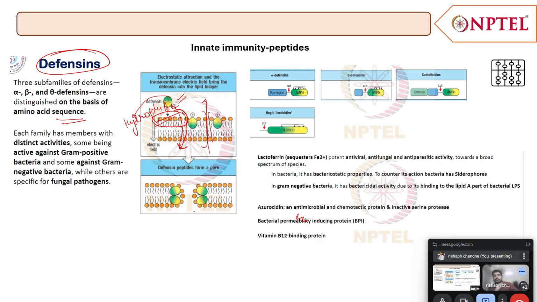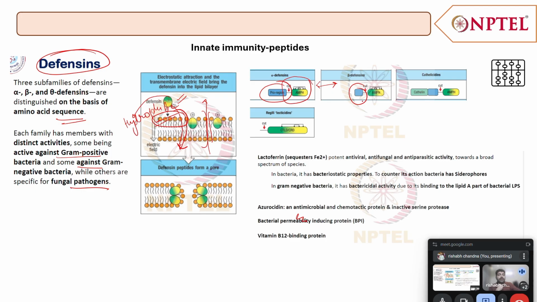Okay, some being active against gram-positive bacteria and the other ones for gram-negative bacteria, while some for the fungal pathogens. Okay, so as you can see here, this is an alpha defensin, and this is the major region that helps in the function, and this is the pro region. And in the beta defensin, the pro region is very less. So that makes the difference between the alpha and the beta defensin.